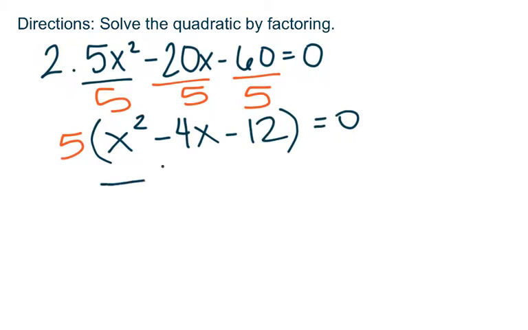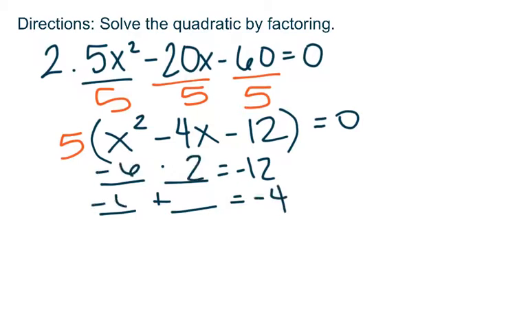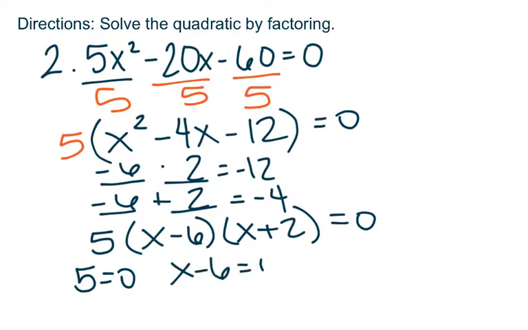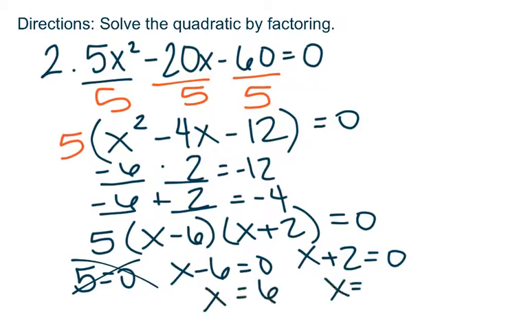Okay, so now it's actually a simple problem. We need two numbers that multiply to give me negative 12, add to give me negative 4. Let's see if I can do better this time. Yay! Alright, so here I have 5, I have x minus 6, I have x plus 2, and they all equal 0. So when you do 5 equals 0, x minus 6 equals 0, x plus 2 equals 0, one of these makes no sense at all, so just cross it out. So x equals 6, and x equals negative 2.